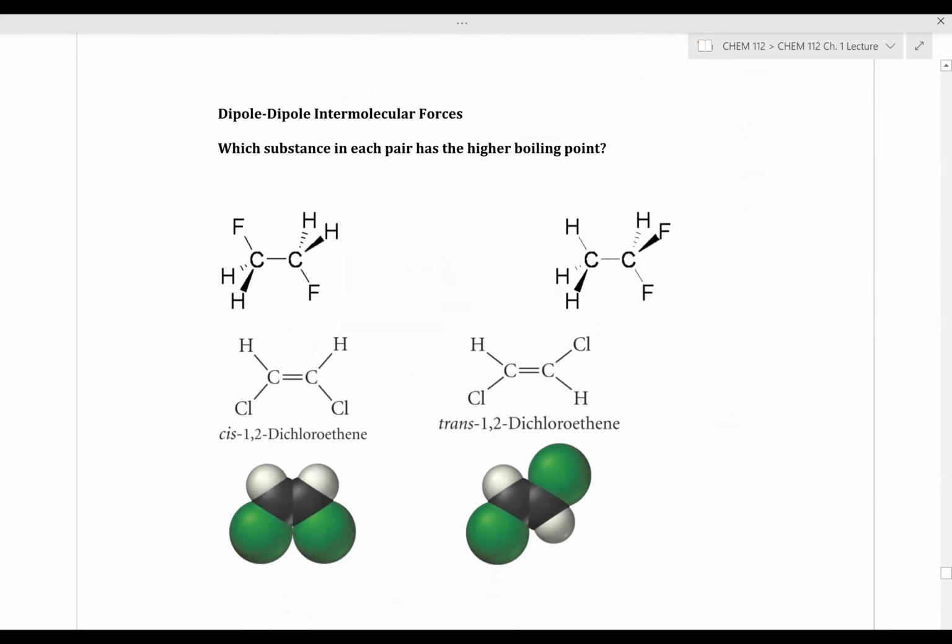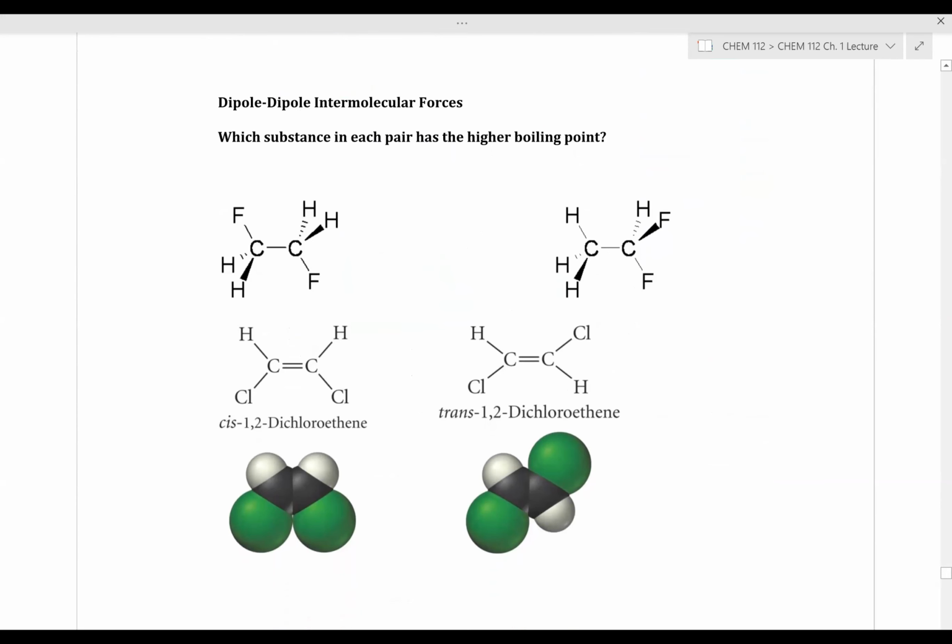And let's just take a look, and I'd like you to tell me what substance in each pair has the higher boiling point. So take a minute and a half to work on this, and as you see, our good old friend 1,2-dichloroethane pops up again. So take a look at that and tell me which of those substances has the higher boiling point.